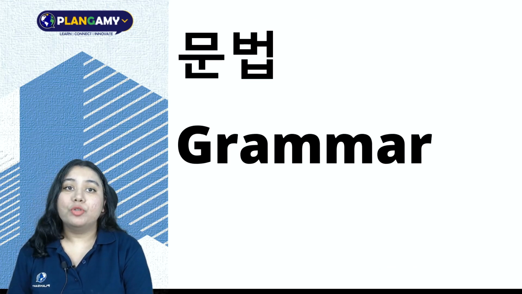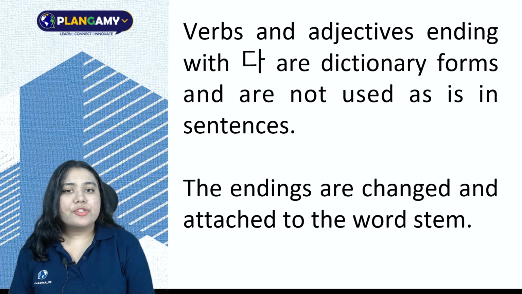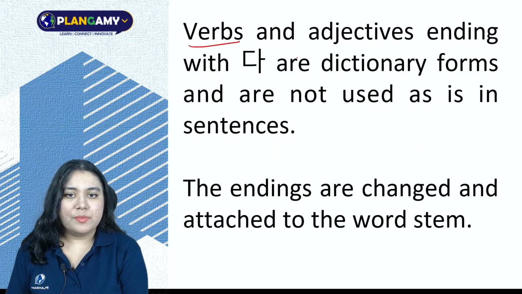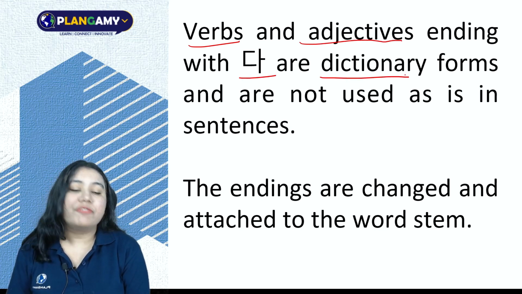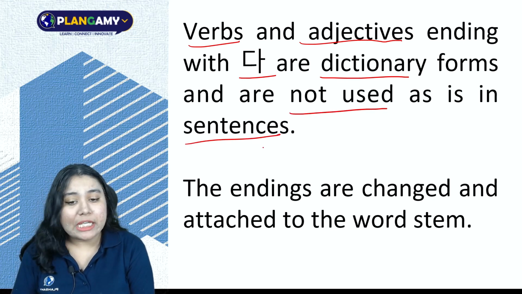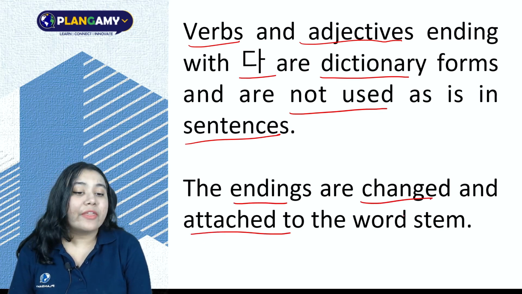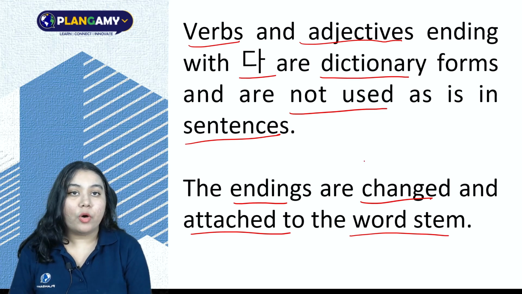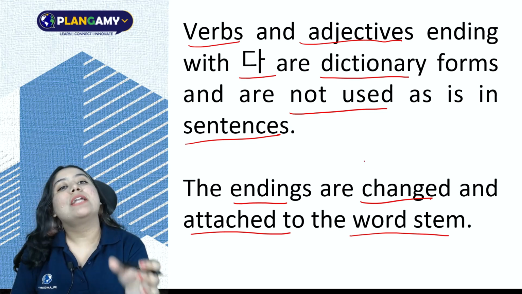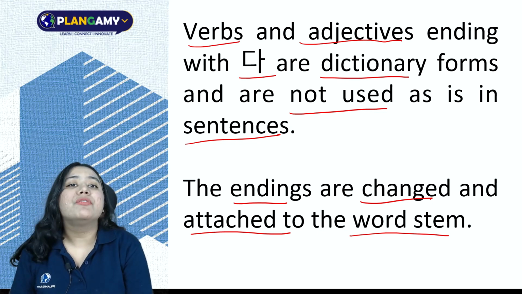Next, let's see 문법 or the grammar for today. We learned a few verbs. So always know that verbs and adjectives which are ending with tha are the dictionary forms or the basic forms and are not used as is in a sentence. So how do you use these verbs and adjectives? You change the endings and attach other things to the verb stem or the word stem. So to the stem you'll attach something else to change the tense or time, however you want it to be.